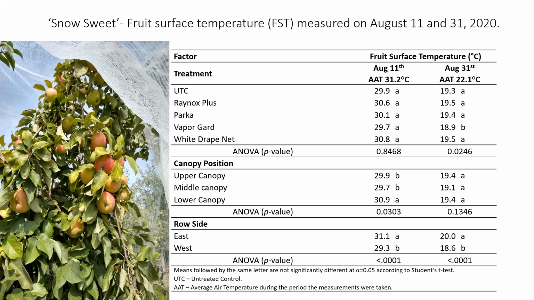On a hot day, treatments could not reduce fruit surface temperature. However, we noticed that VaporGuard, which is a transpiration suppressant, managed to keep fruit surface temperature under the level of the untreated control and other treatments. Another interesting fact we discovered, and it might sound counterintuitive, was that directly exposed fruit in the lower canopy tends to have higher fruit surface temperature. On both days, we see that fruit on the east side received the most heat. This might be correlated with the timing of the measurements, which was late morning, early afternoon.